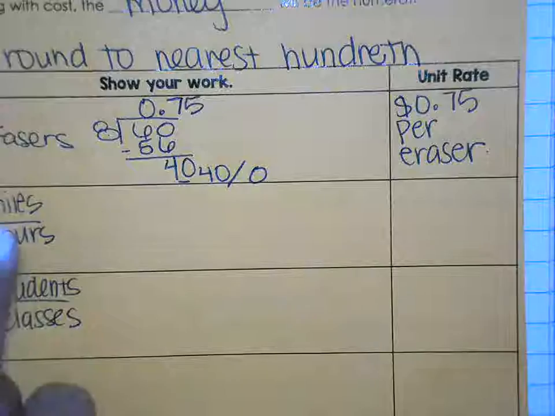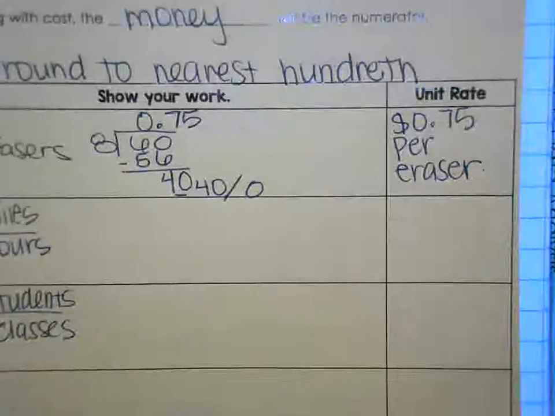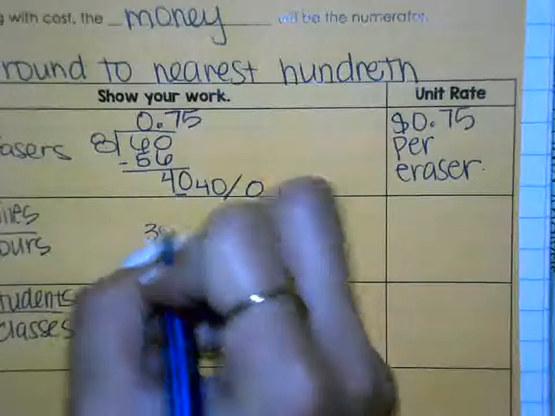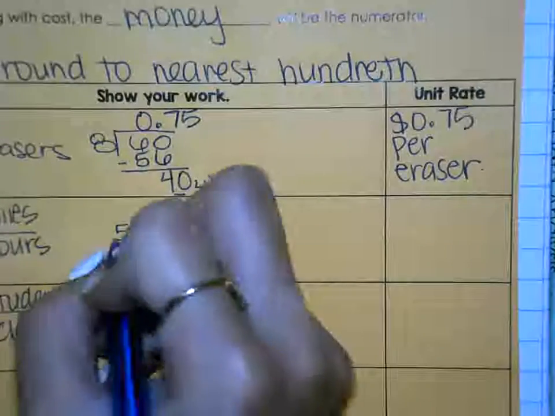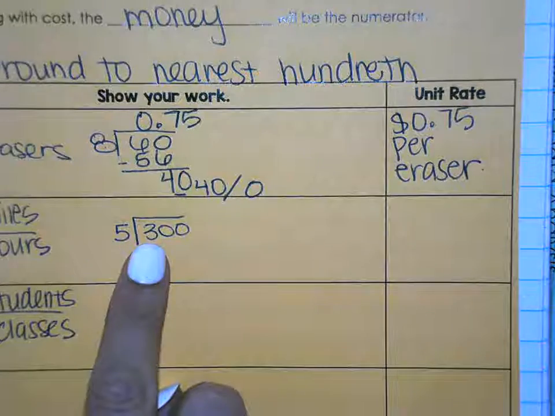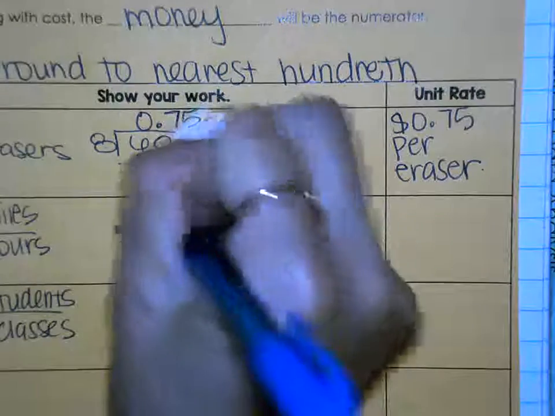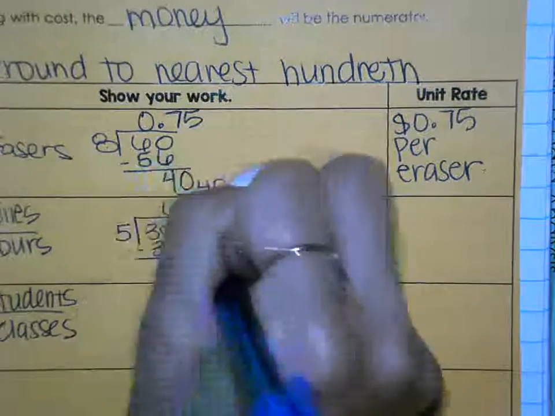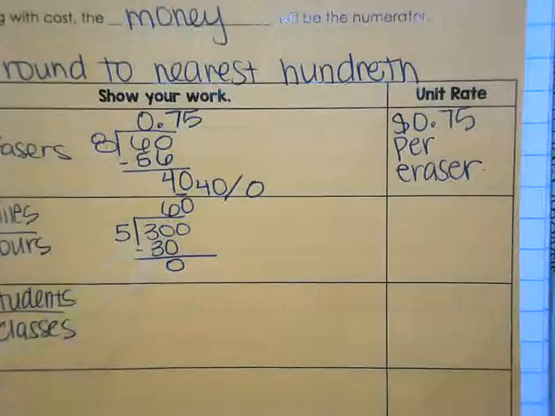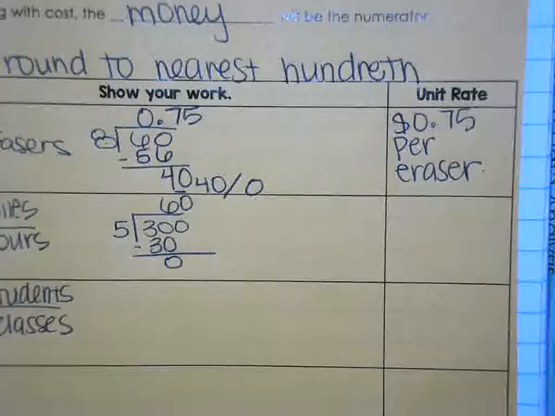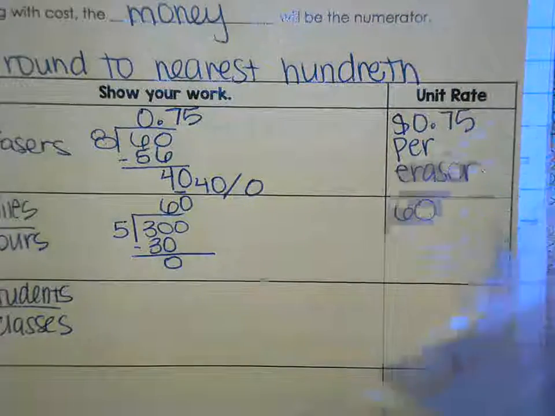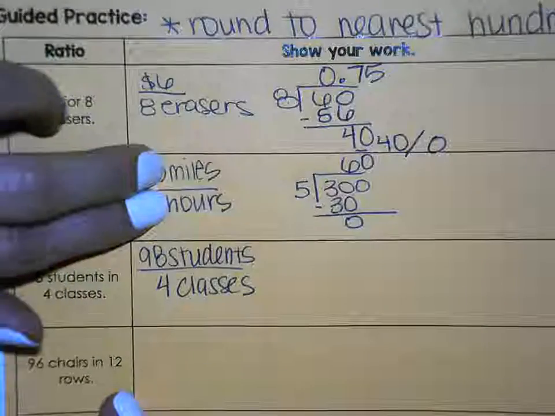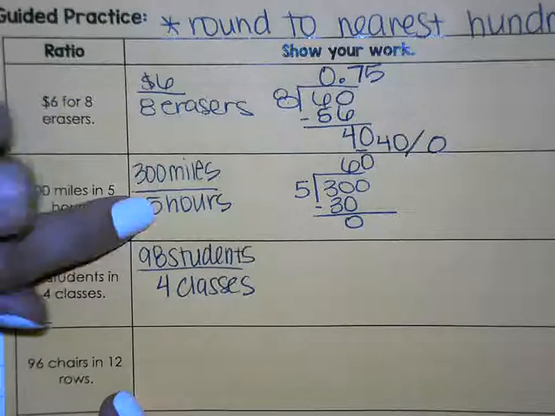So let's do the next one. The next one's 300 divided by 5, which should be pretty simple. We know 5 can't go into 3. 5 can go into 30 6 times. And then I just have to remember that I need to bring that 0 up. Because 5 times 6 is 30, and I want 300, so 5 times 60 is 300. So I get 60 as my answer, and I just have to remember that I need both labels. I need miles and hours.